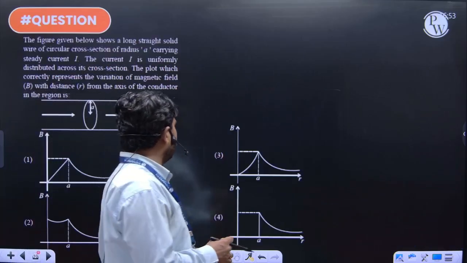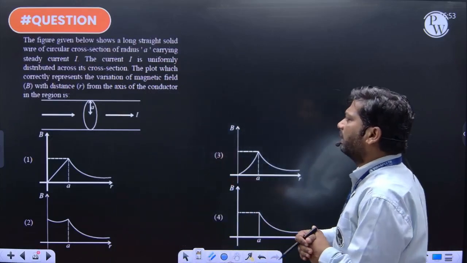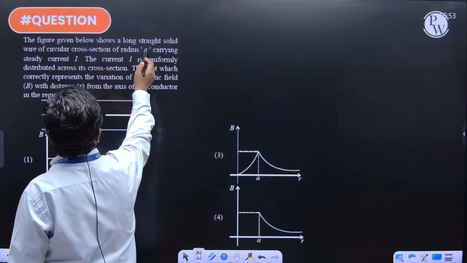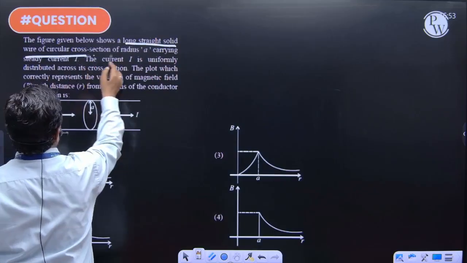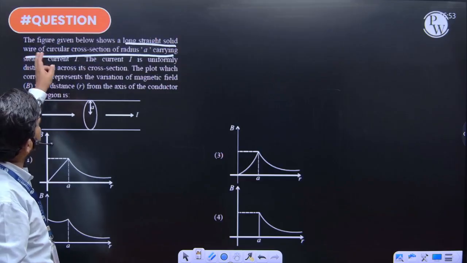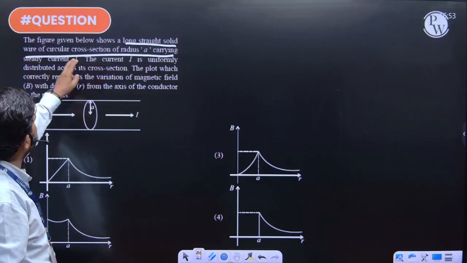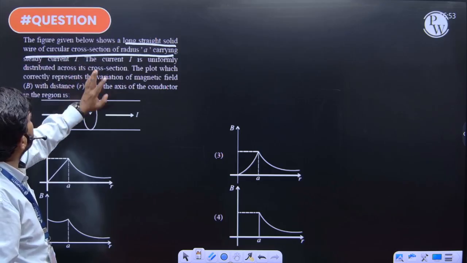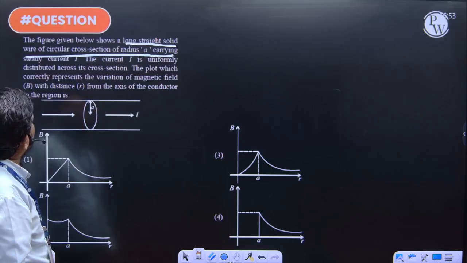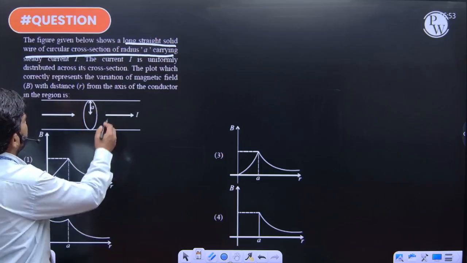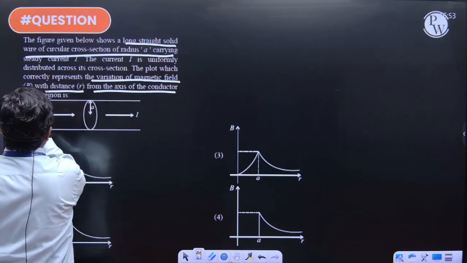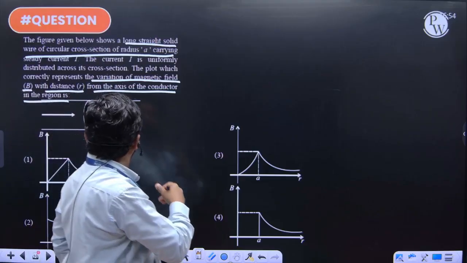Okay, in this case, I hope you are aware of this type of question. What is given is a long straight solid wire of circular cross section of radius a, carrying steady current I. The current I is uniformly distributed across its cross section. The plot which correctly represents the variation of magnetic field B with distance r from the axis of the conductor in the region.